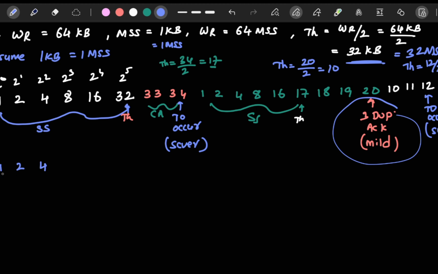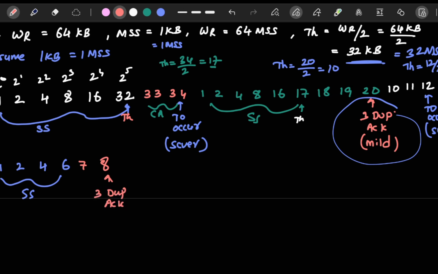So the slow start phase goes 1, 2, 4, then after that 8, right? But our threshold is 6, so we will not go to 8, we will directly jump to 6 only. Then the slow start phase is over, and the algorithm directly enters the congestion avoidance phase. That is a linear growth. It will start at 7, then 8, like this. Now assume at 8 there are 3 duplicate acknowledgements.